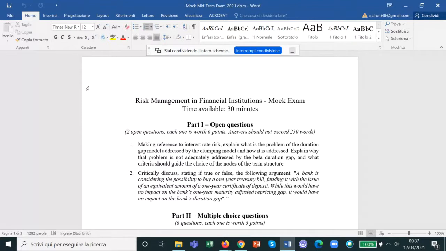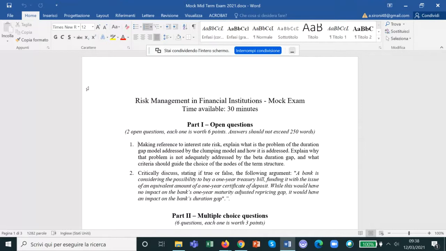The second one is more reasoning. So critically discuss, stating if true or false, the following argument. This bank is considering the possibility to buy a one-year treasury bill, funding it with the issue of an equivalent amount of a one-year certificate of deposit. While this would have no impact on the bank's one-year maturity adjusted gap, it would have an impact on the bank's duration gap. Now, first of all, you always have to state clearly whether it's true or false.